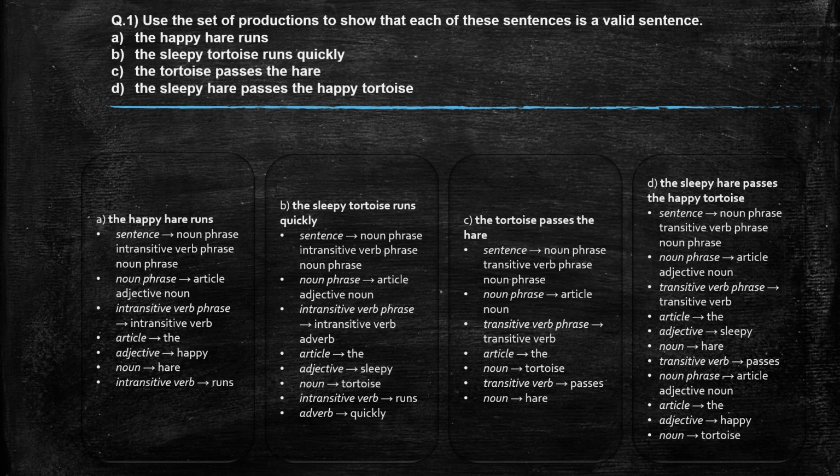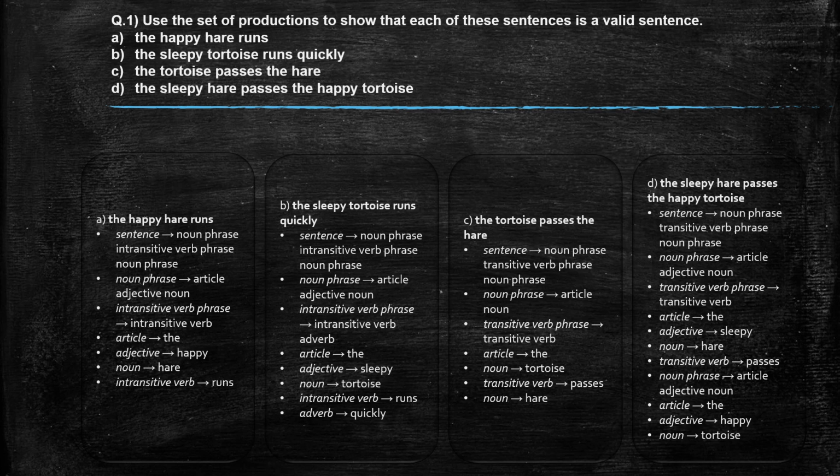C. The tortoise passes the hare. Sentence is noun phrase, transitive verb phrase, noun phrase. Noun phrase is article, noun. Transitive verb phrase is transitive verb. Article is the. Noun is tortoise. Transitive verb is passes and the noun is hare.